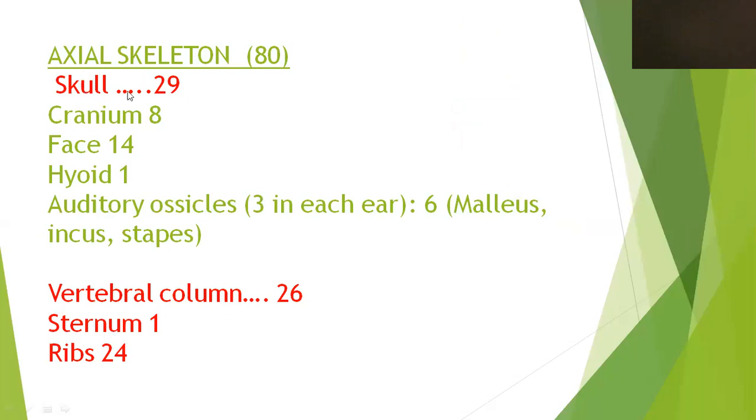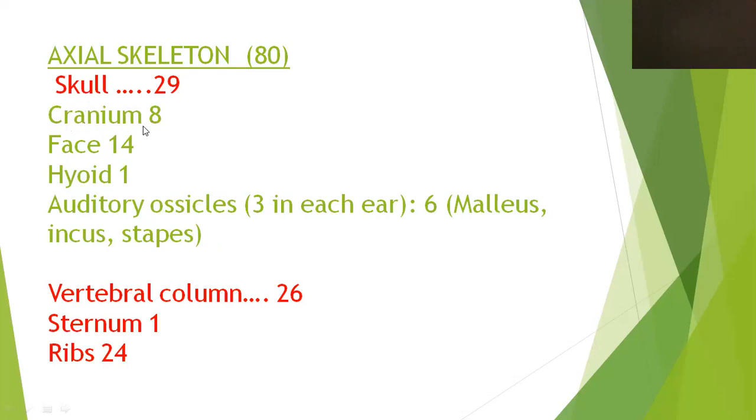Now we are going to see the details of the skull. The skull has a brain box, or the calvaria, or the cranium. Then the facial skeleton. Then below the skull we can see the hyoid bone. Then inside the temporal bone we can see the ear ossicles. So these are the bones forming the skull.